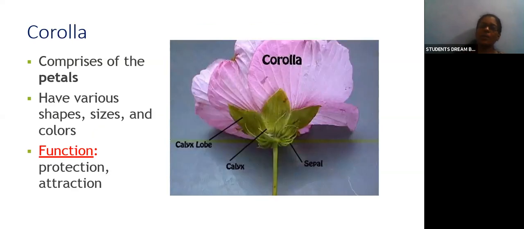Next is your corolla. So the corolla comprises of the colorful petals. So corolla is nothing but your petals. These petals can be of various shapes, sizes and colors. The main function is attraction and protection to the inner reproductive structures.